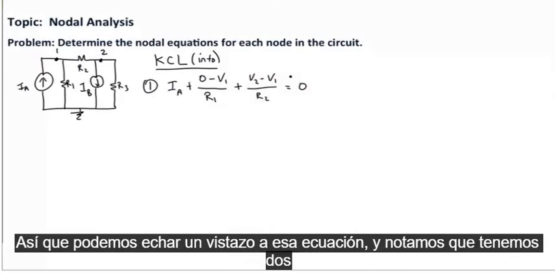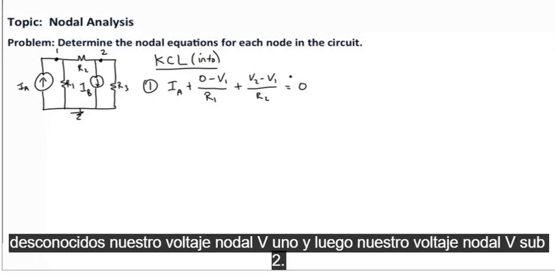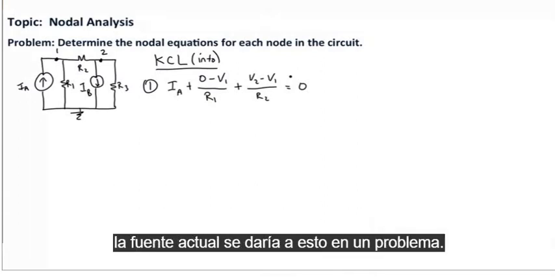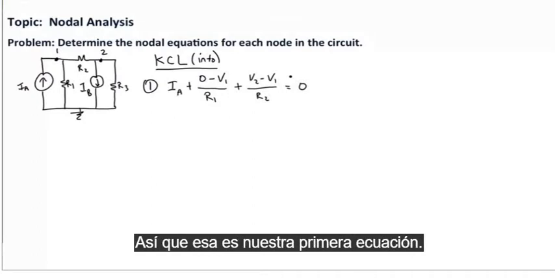So we can take a look at that equation, and we notice that we have two unknowns, our nodal voltage V1 and our nodal voltage V sub 2. The other quantities, the resistances and the current source, would be given to us in a problem. So that's our first equation.